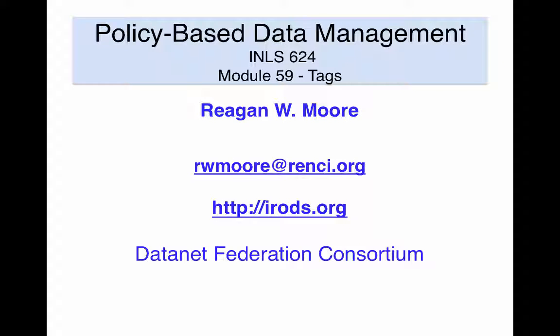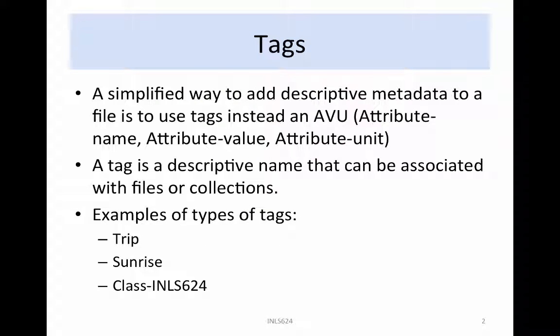A simplified way to add descriptive metadata is to associate tags, valueless attributes, with files and collections. Information about events and categories can be reified as tags. A tag is a descriptive name that can be associated with multiple files or collections. Each digital object that is labeled by the tag is associated with the same category.